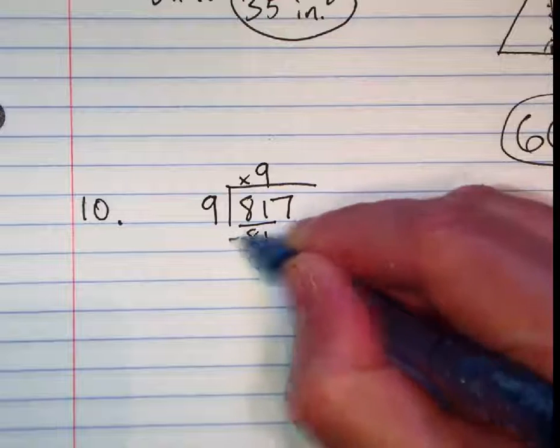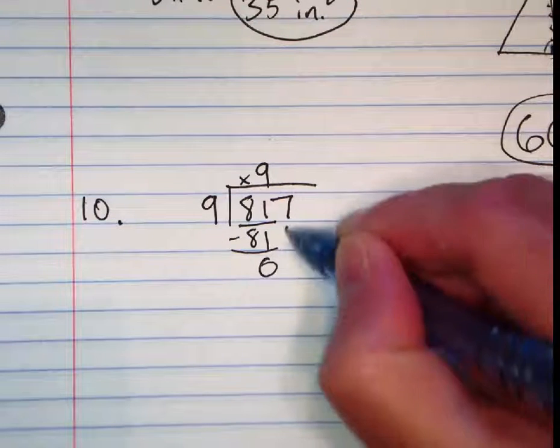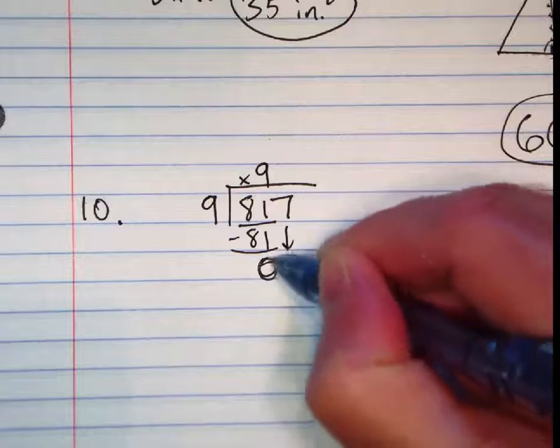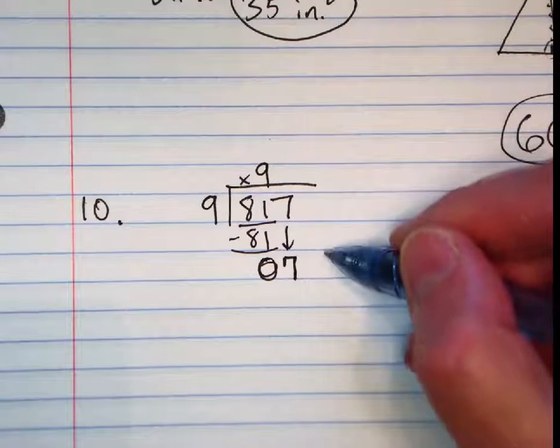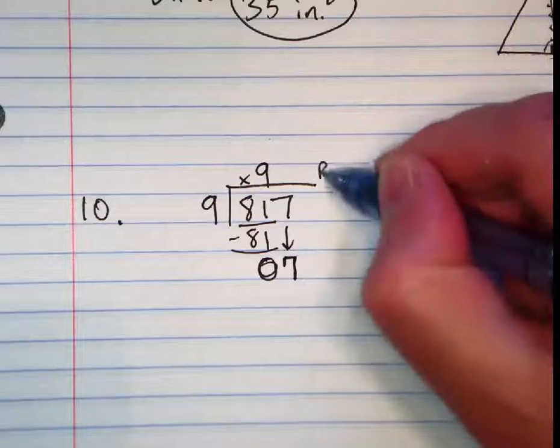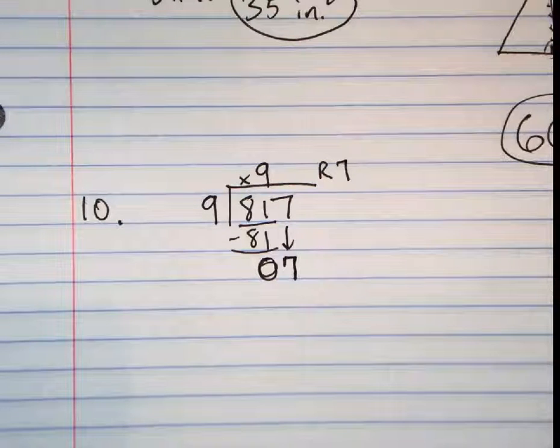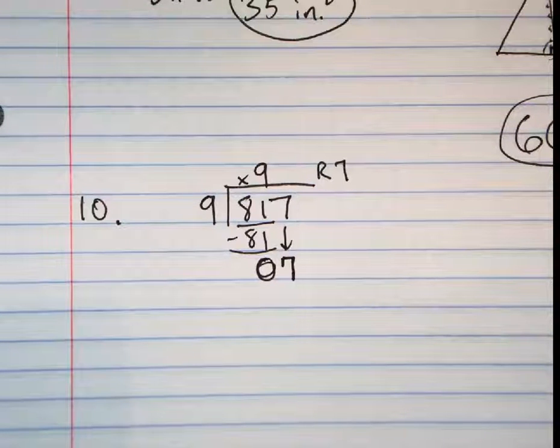81. So you can subtract. Bring down the 7. And there's nothing more to do over here, so I'm going to put remainder 7. And that is my answer, 9 remainder 7. And that is number 10.